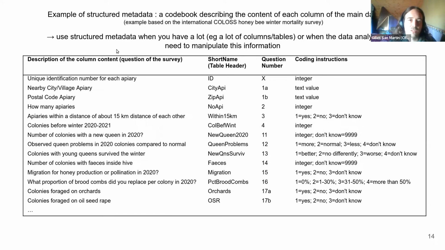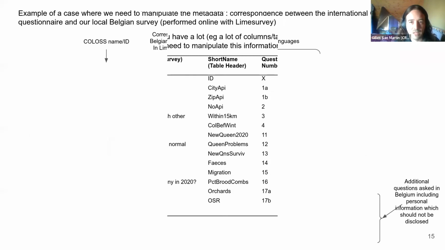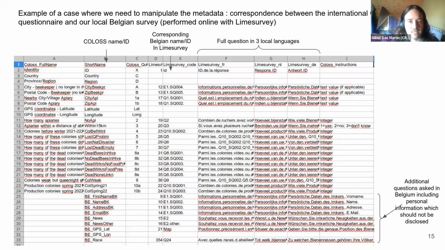So a question is, when should you use structured metadata and when should you use unstructured metadata? There are no strict rules. But I would say that if you have a lot of columns and a lot of tables, a code book with a structured format like this one is probably better. Another situation is when the metadata, the names for example, should be manipulated somehow by other people. In that case, it's much better to have that in a structured tabular format. I will give you an example about that with this Colos codebook.